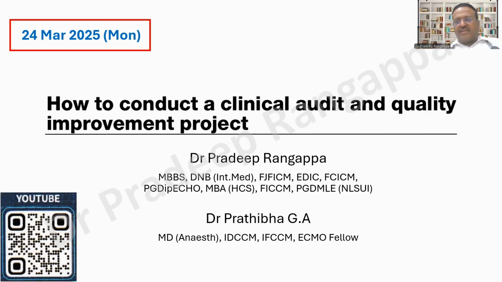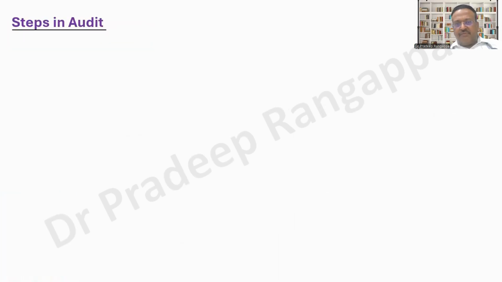So there are defined steps. Nothing is arbitrary when we do an audit. The first step is to try to identify what the problem is. When we say audit, the simplest example, because we need to keep giving examples, is suppose there is an increase in MDR infections, or an increase in WAP, or an increase in CRBSI, or an increase in CAUTI.